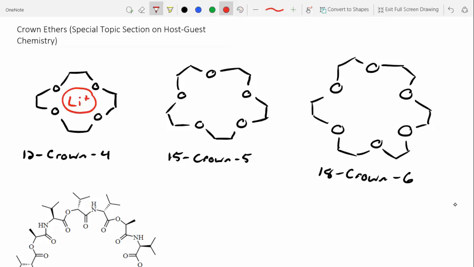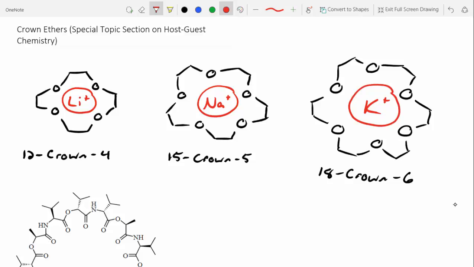If we go on to 15 crown 5, what do you think might fit in 15 crown 5? Sodium. So sodium fits really nicely in there. Lithium's too small in this case. It doesn't bind as tightly in 15 crown 5 as it does in 12 crown 4. And then what about 18 crown 6? Potassium, because we're getting into bigger and bigger cations, and so in this case we can bind them very, very tightly. You may be wondering, why do you care about this?